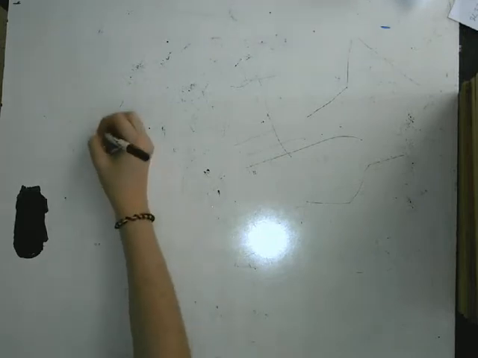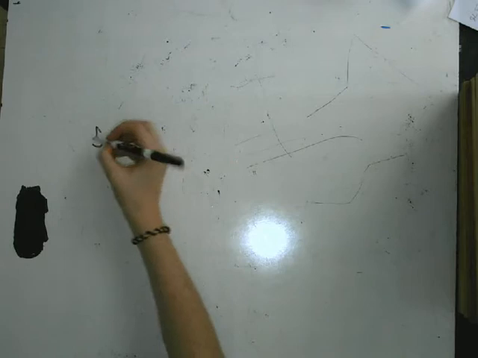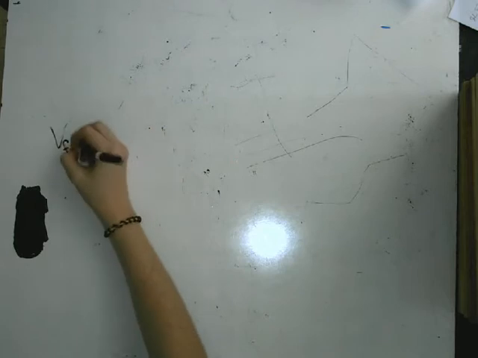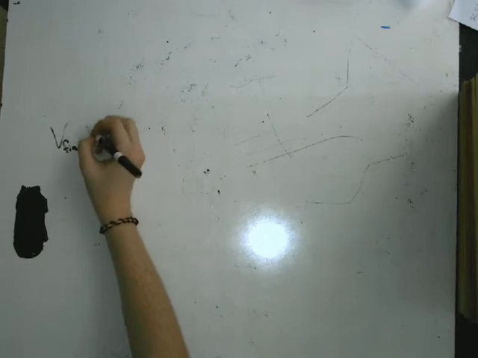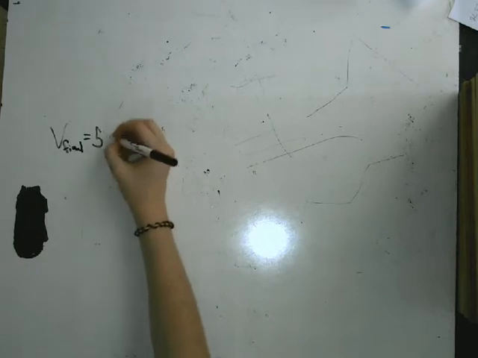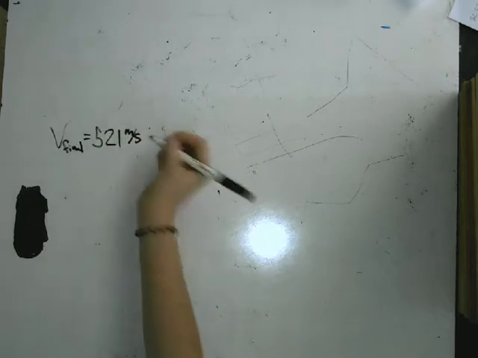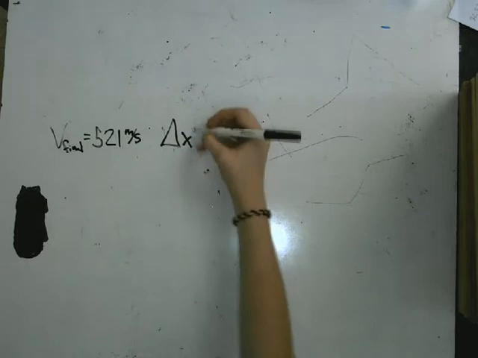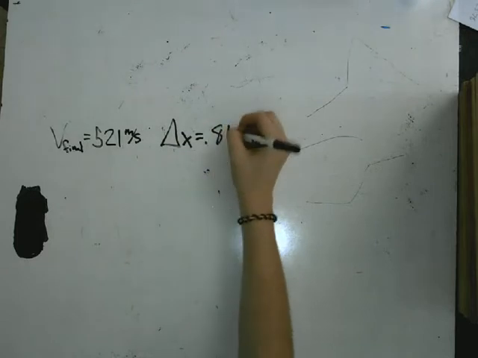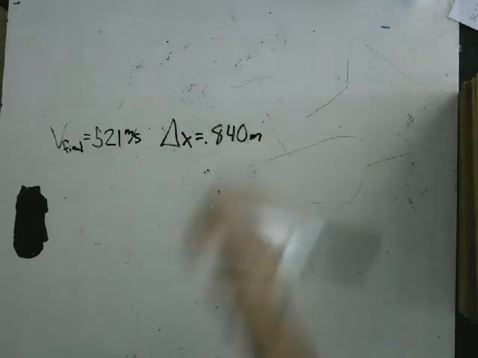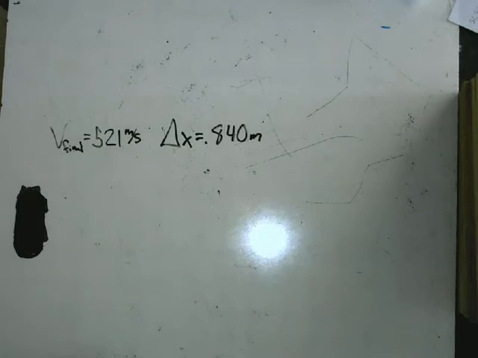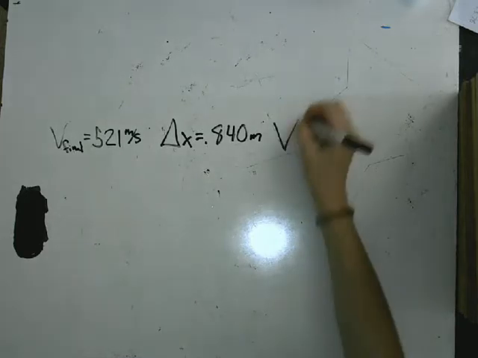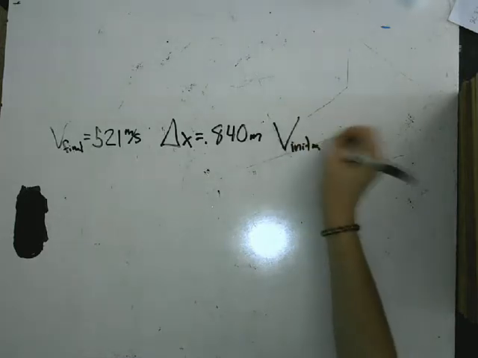So we know that the final velocity is 521 meters per second. And we also know that the displacement is 0.840 meters. Then the other thing that we know is that because the bullet starts at rest, the initial velocity is going to be 0.